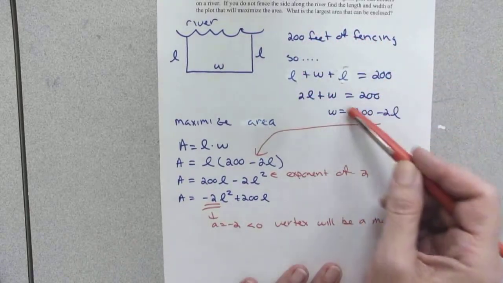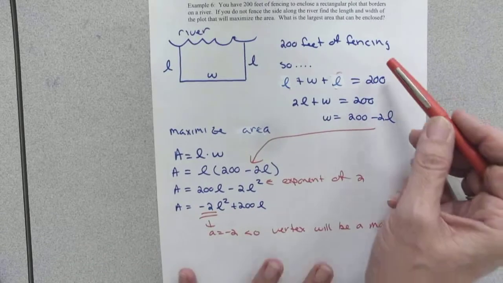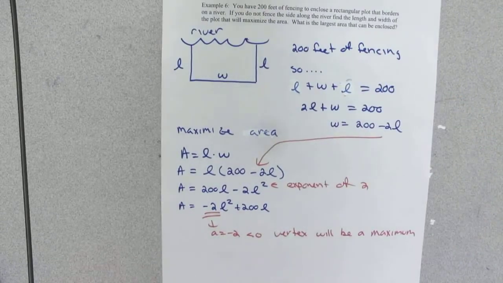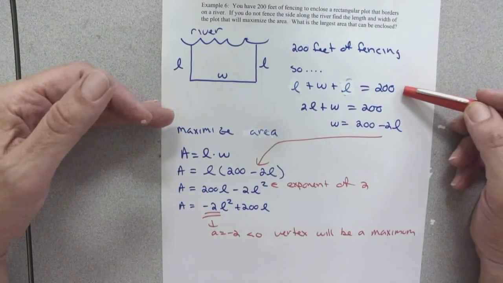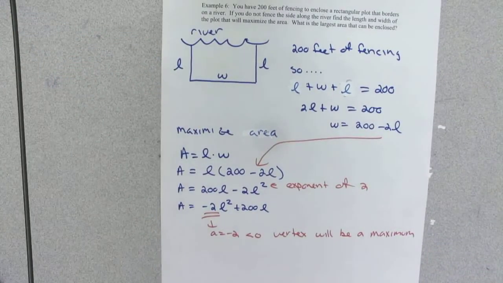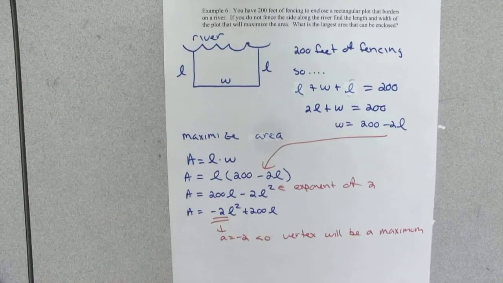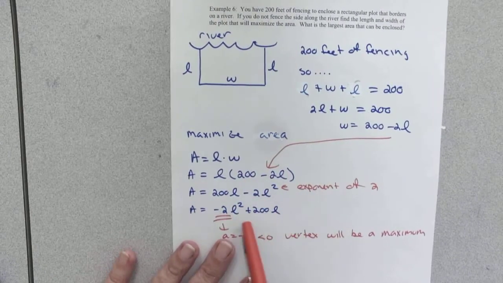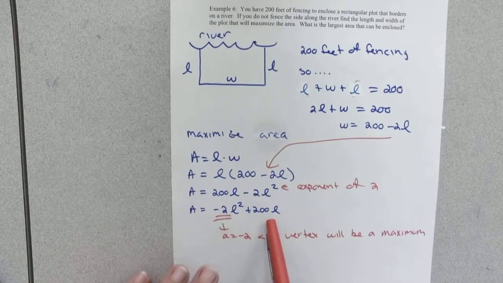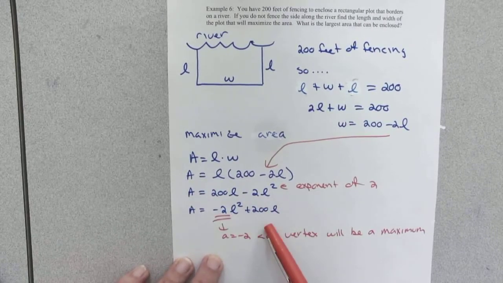This guy right here is called a constraint. A constraint is any sort of physical situation to which you must adhere. Here, we have 200 feet of fencing. But then it said we really are concerned about the area. So we focus the vast majority of our attention on the area. And so I got a function in terms of one variable that gave me the area. Here is a formula for the area.